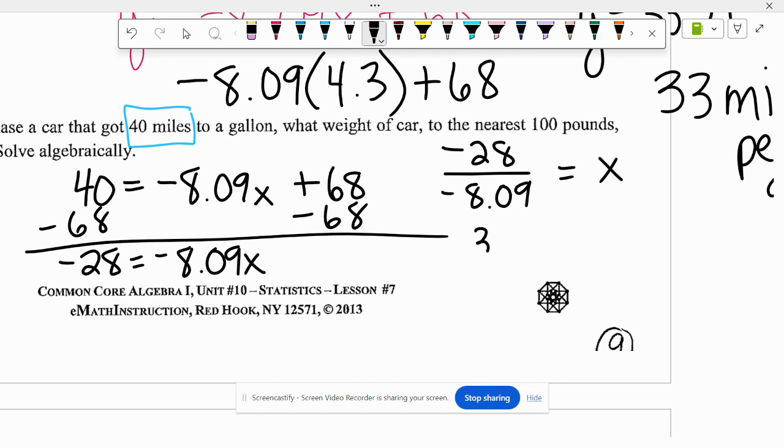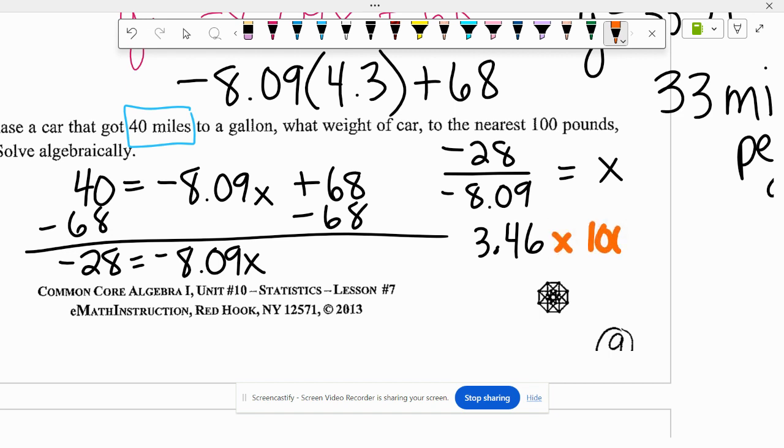So you get 3.4 what? Is it just exactly 3.4? Okay, give me one more decimal place. 3.46. Okay. So remember, this number has been divided by 1,000. So if I want to know the actual weight of the car, I have to multiply it by 1,000, which means I'm going to move the decimal place 3 times.